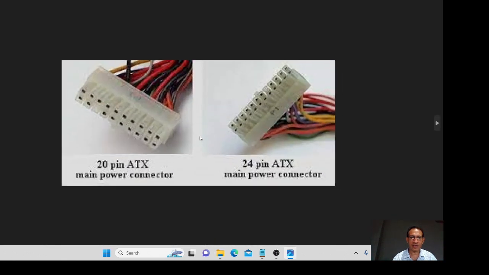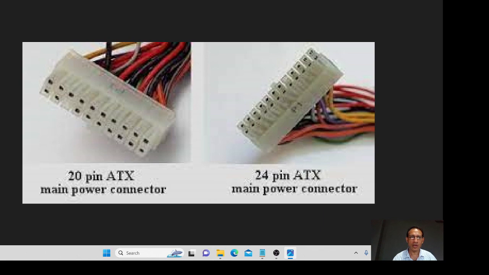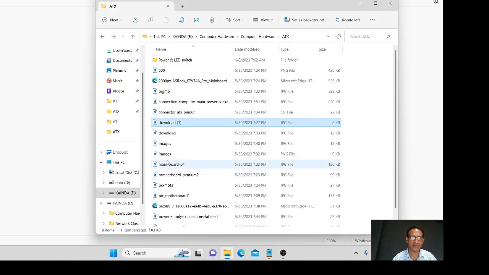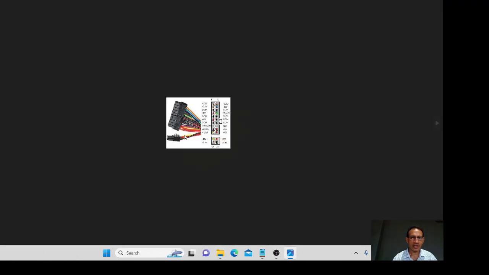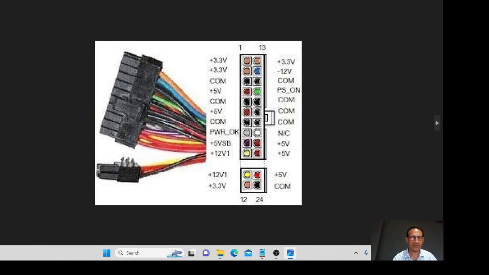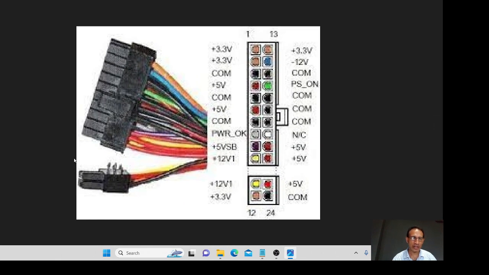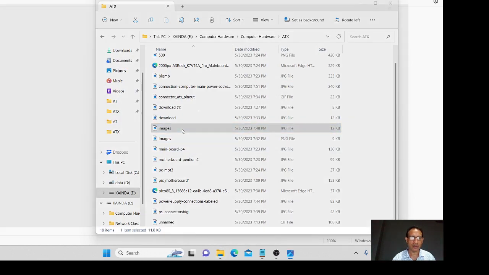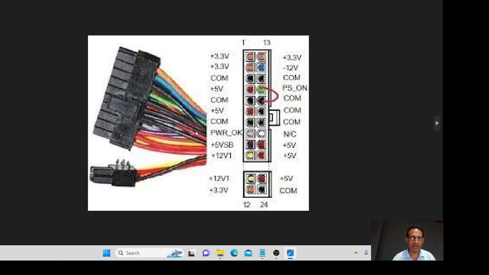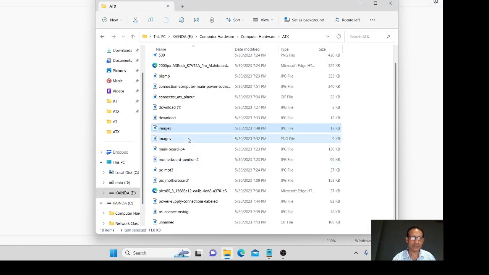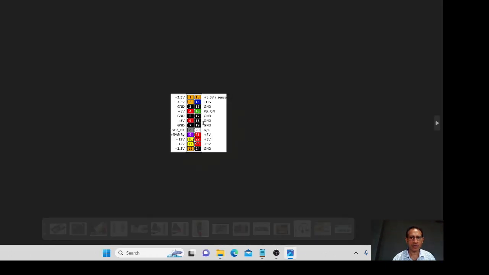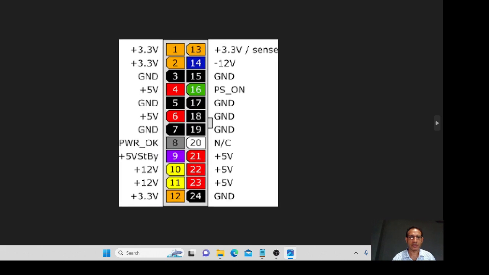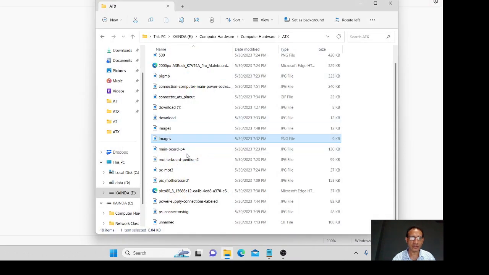Here are the 20 pin and 24 pin connectors, they look like this. And again, the same thing: the 20 pin here, the 24 separate, and the 4 pin is separate, it might also be available, but altogether it is 24. Right, the same thing. Yes, no differences.